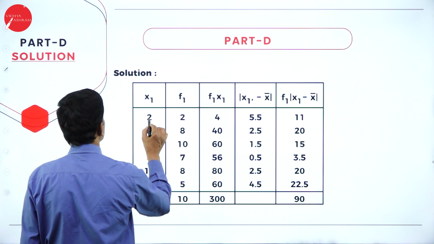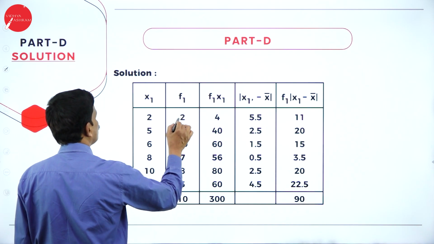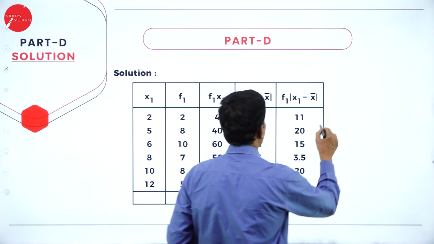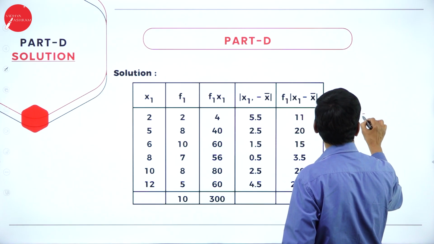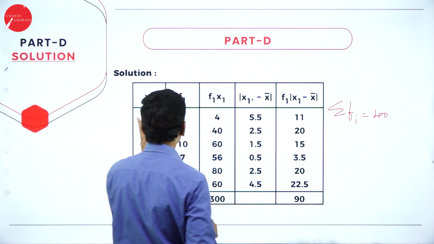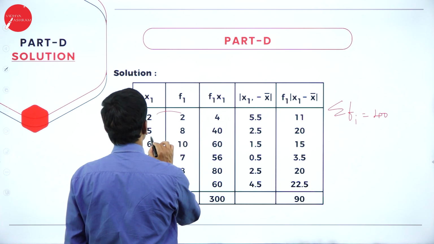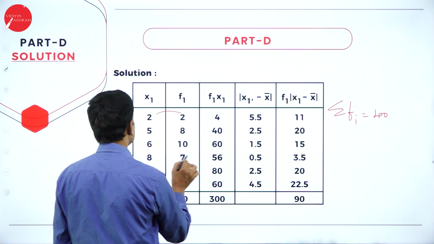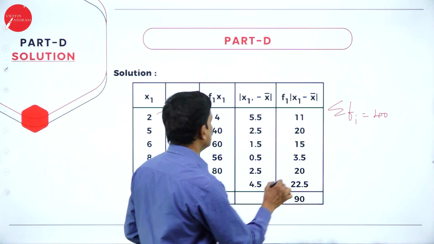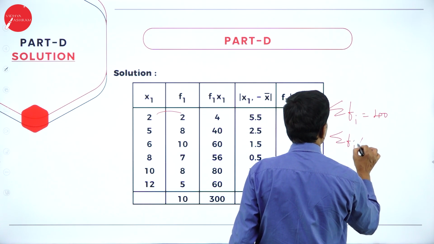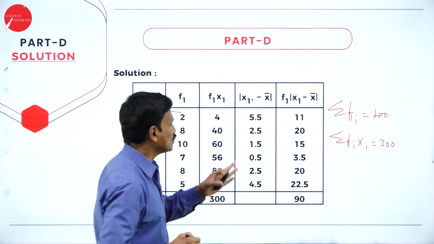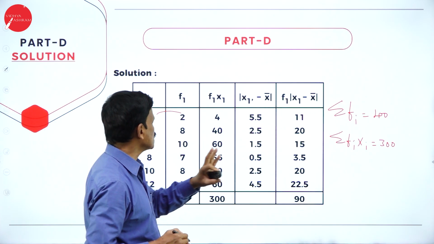Xi and Fi. Xi is 2, 5, 6, 8, 10, 12. Fi is 2, 8, 10, 7, 8, 5. Add this. If you add, how much will you get? Sigma Fi is equal to 40. Multiply these two: 2 into 2 is 4, 5 into 8 is 40, 6 into 10 is 60, 8 into 7 is 56, 10 into 8 is 80, 12 into 5 is 60. Add this. Sigma Fi xi is equal to 300. Okay, sigma Fi is equal to 40, sigma Fi xi is equal to 300.